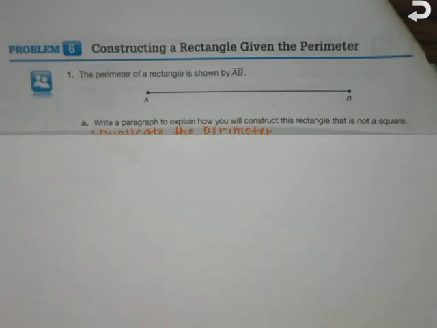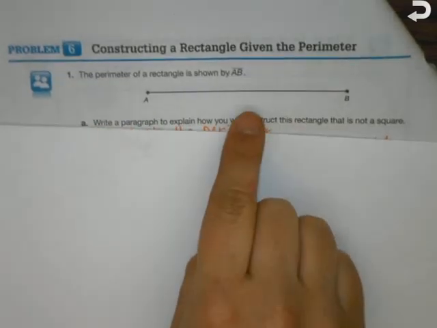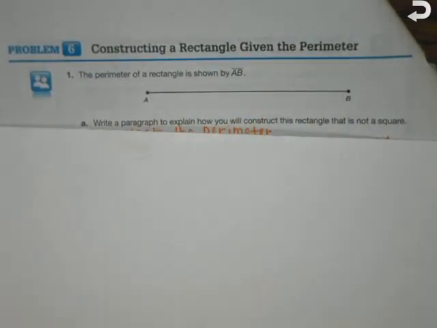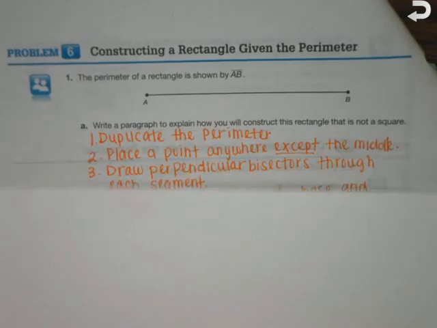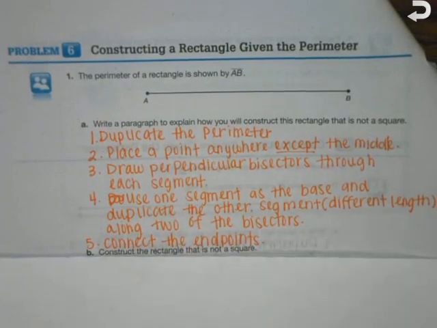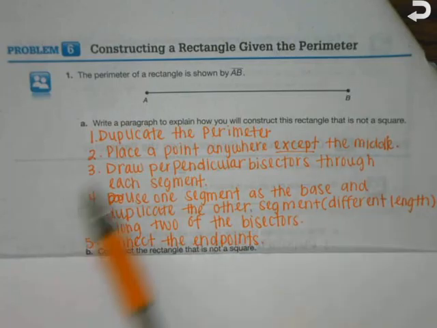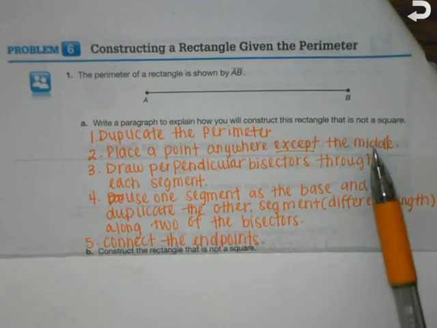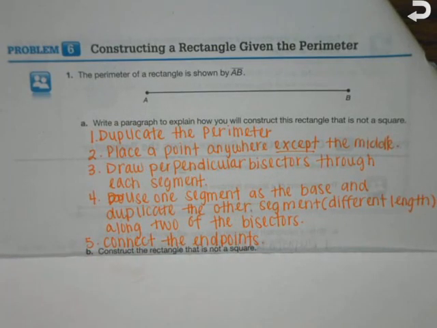No. So the only thing that's going to be different about a rectangle than a square is that we don't want to bisect this segment so that we have 4 equal lines. So what we're going to do is we're going to duplicate the perimeter, and then we're going to put an endpoint anywhere except the middle. So we want to try and make it obvious that the point is not in the middle. So we're going to have 2 segments of different lengths.